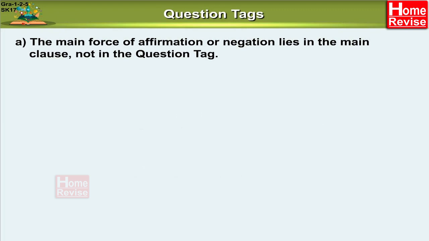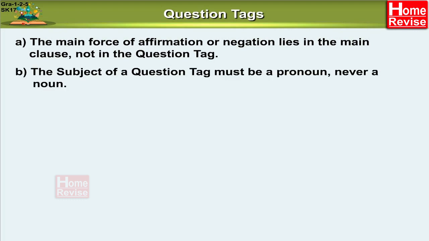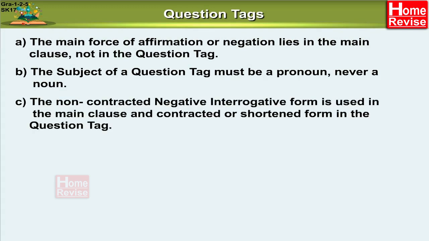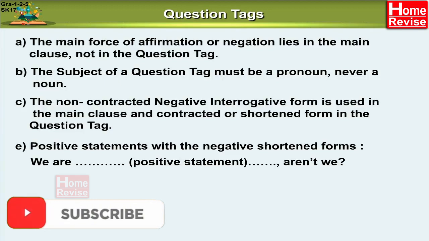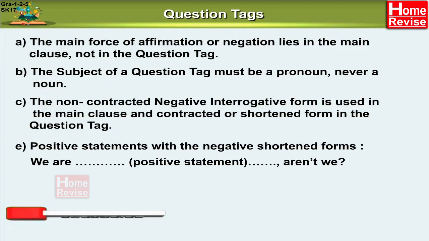A. The main force of affirmation or negation lies in the main clause, not in the question tag. B. The subject of a question tag must be a pronoun, never a noun. C. The non-contracted negative interrogative form is used in the main clause and contracted or shortened form in the question tag. E. Positive statements with the negative shortened forms: we are, positive statement, aren't we?